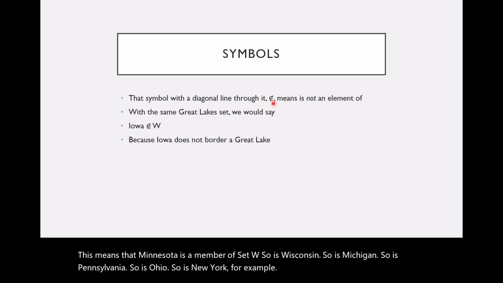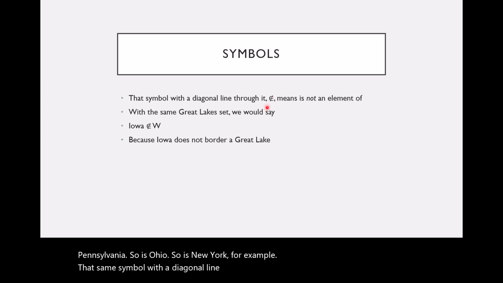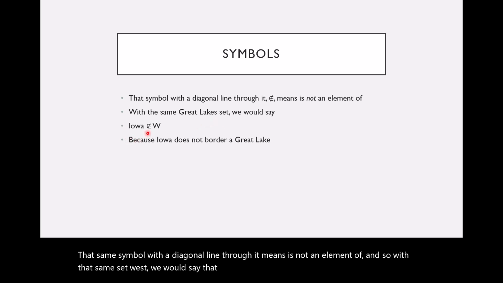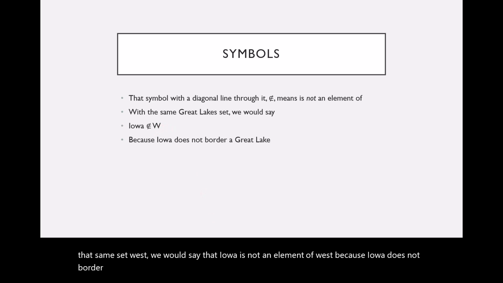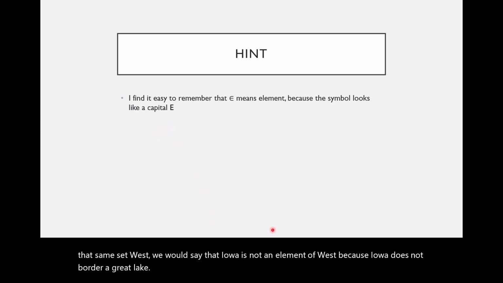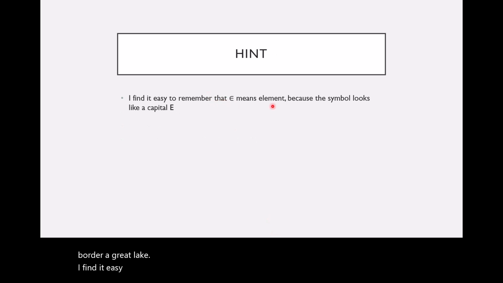That same symbol with a diagonal line through it means is not an element of. And so with that same set W, we would say that Iowa is not an element of W because Iowa does not border a Great Lake. I find it easy to remember that this symbol means element because the symbol looks a lot like a capital E.